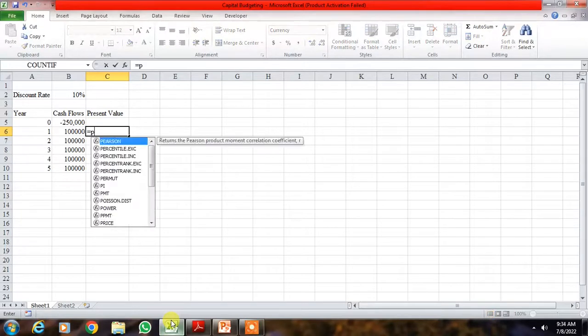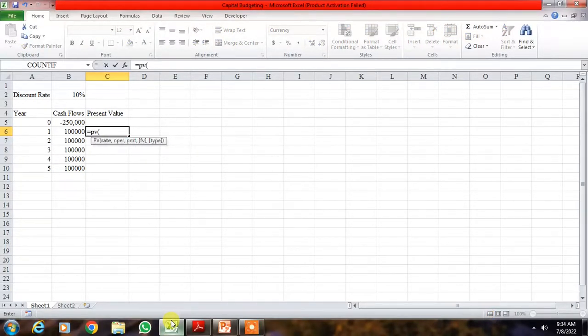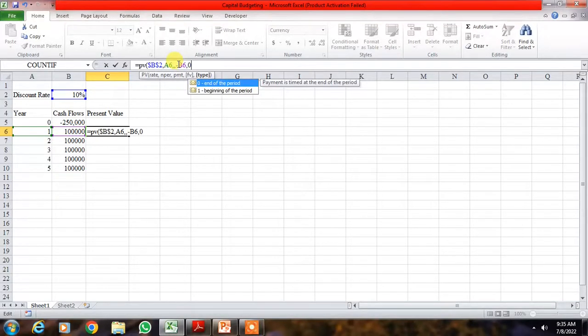In the previous video we learned how to find the present value. The formula is PV, open bracket, then select the discount rate. I am fixing it because of the dragging; I don't want it to change. The number of periods is 1 year for the first, and then double comma because we are not considering the annuity concept. Then for future value, we select a minus sign and then 0, which means that this payment is at the end of the year.